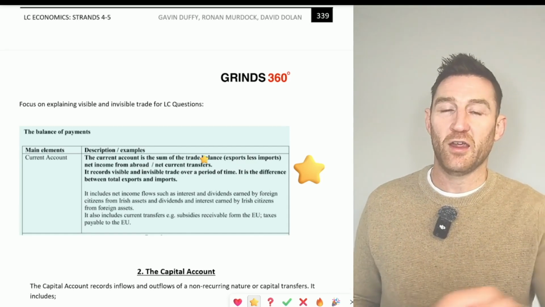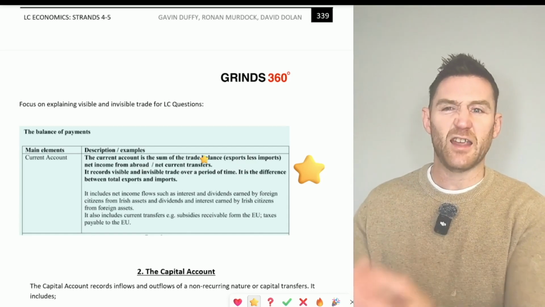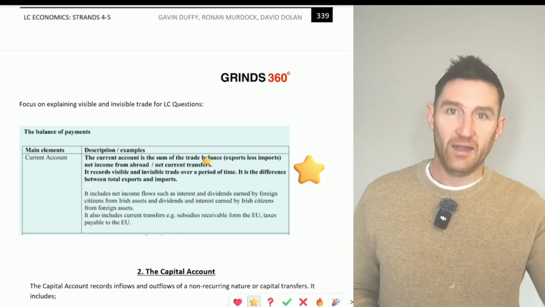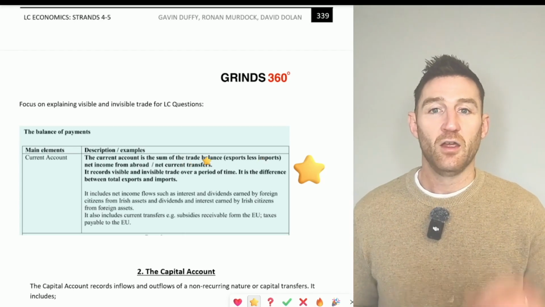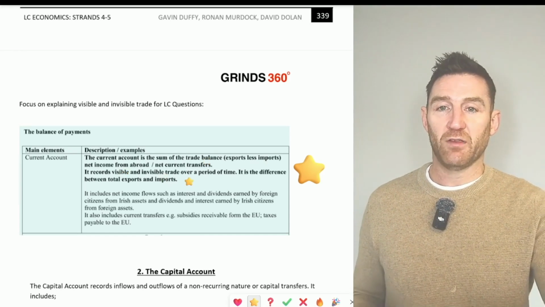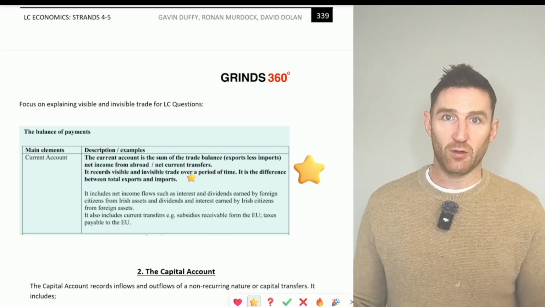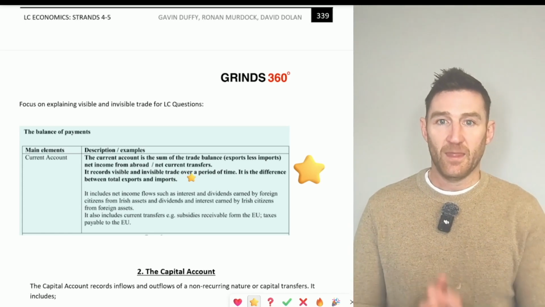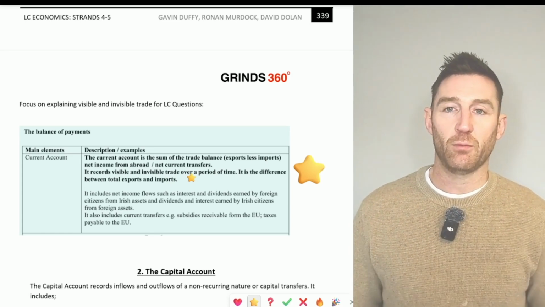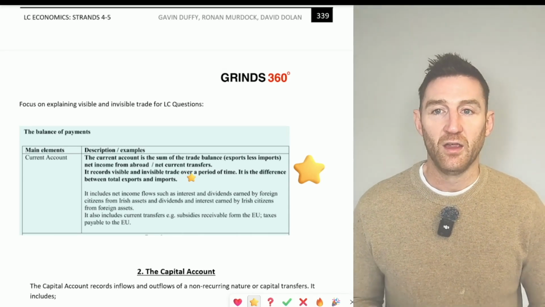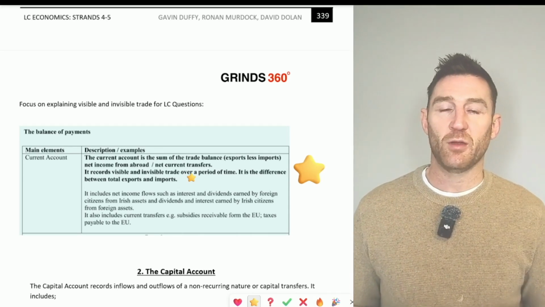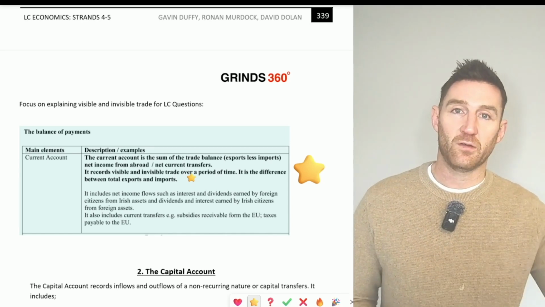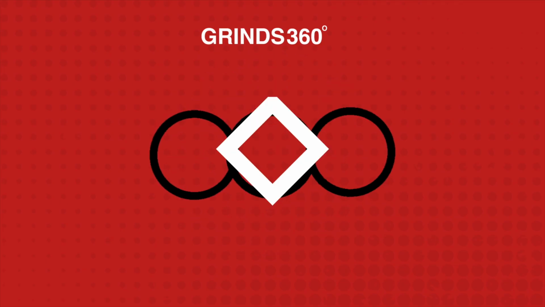When it's the sum of trade, we're putting visible and invisible together there, right? So the current account is the sum of the trade balance, so exports less imports, net factor income abroad, and net current transfers. Crucially, it records visible and invisible trade over a period of time. It's the difference between total exports and total imports. It records both visible and invisible trade over time and tells us about the total situation in terms of flows of money from our exports versus our imports.